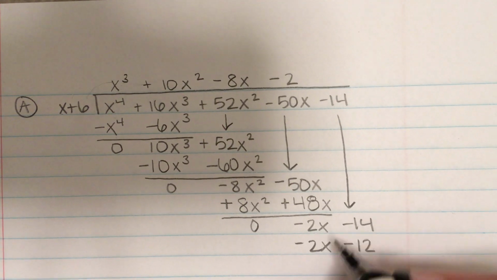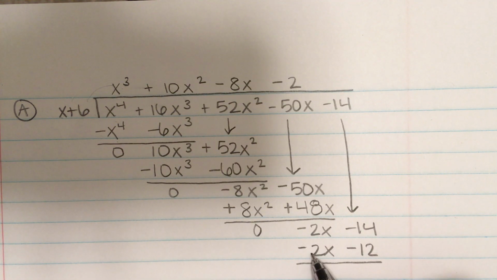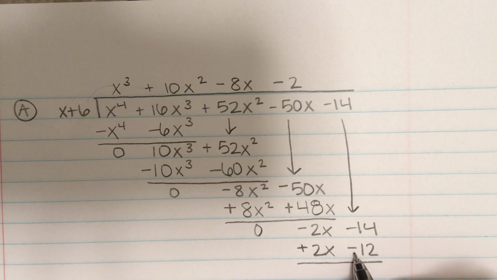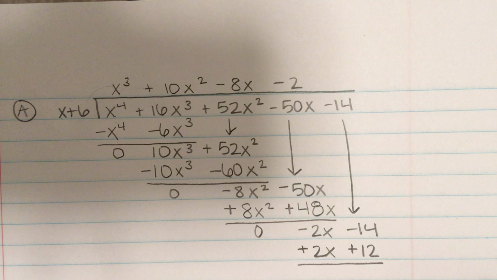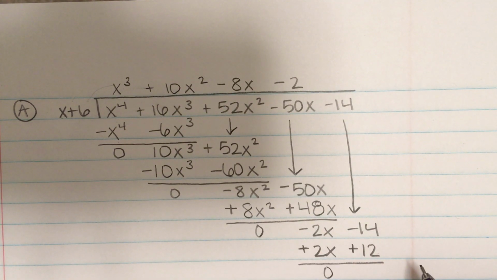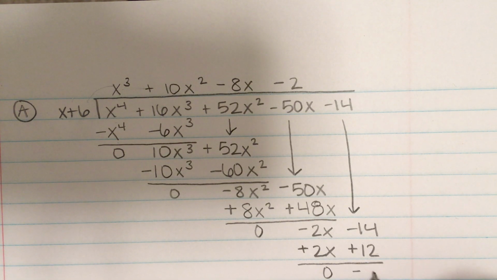And then our next step is to draw the line. And we are subtracting a negative 2x, and minus minus makes a plus. And we are subtracting a negative 12. Again, minus minus makes a plus. So these two subtract to be 0 like they should. And then negative 14 and positive 12 makes negative 2.